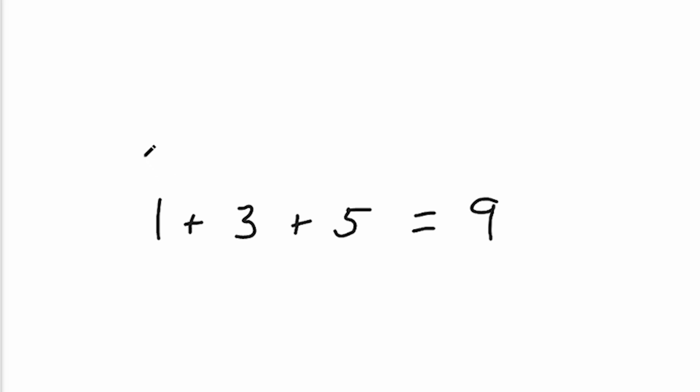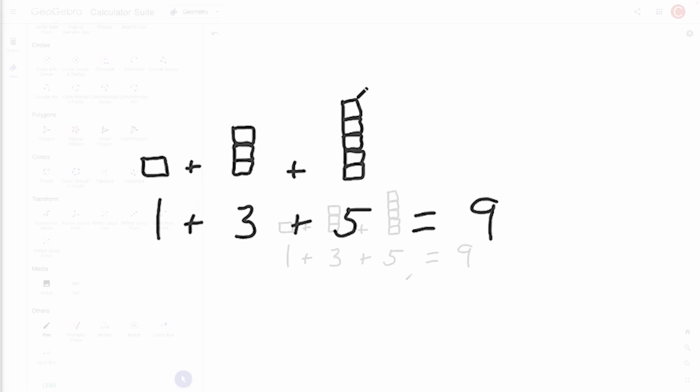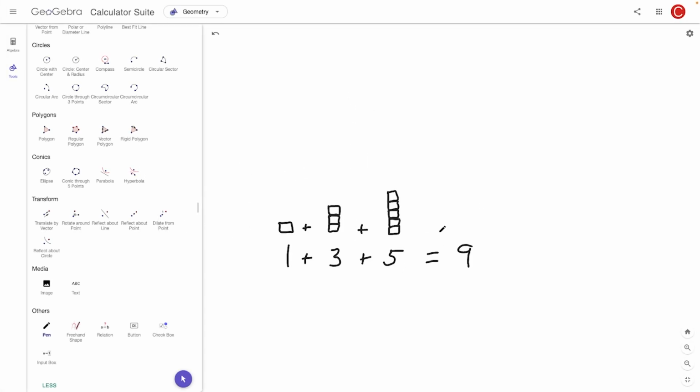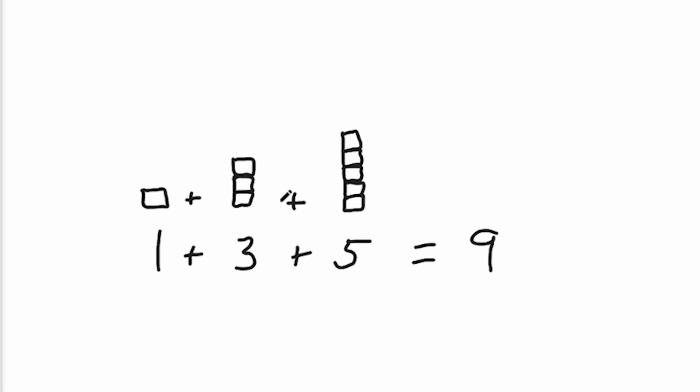So instead of using Arabic numerals to represent this, what if we represented them as unit squares? So that's our 1 unit square, and then we're adding 3 unit squares, and here we're adding 5 unit squares. How is this useful here? In our visual representation, we stacked all the unit squares on top of each other in a straight line. But that's not the only way we can represent them.